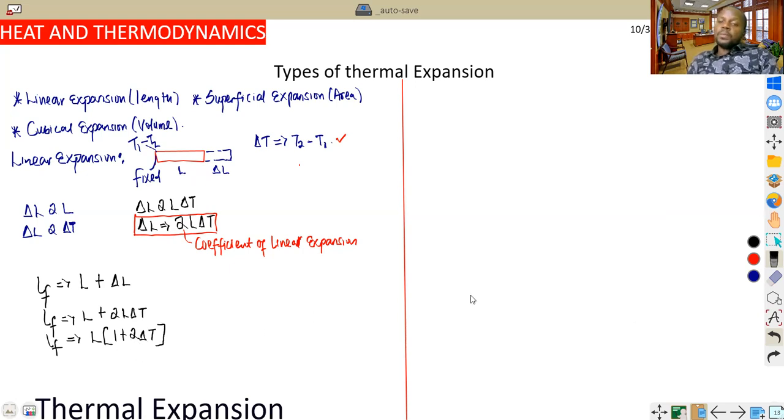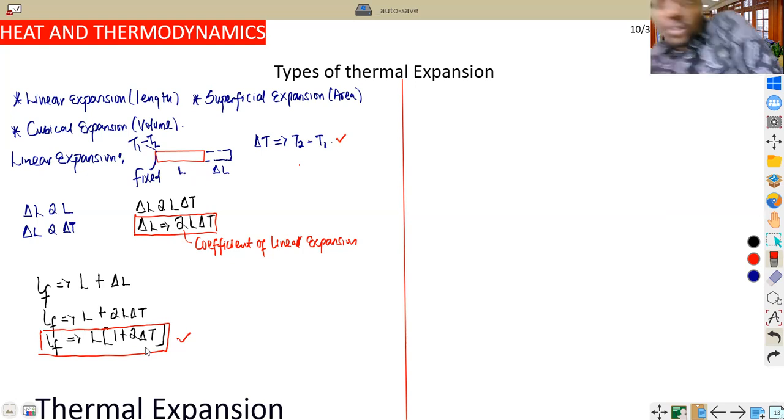You can also keep in mind, my dear students, that you can use this directly in case the question asks you to find the new or final length when the particular material or substance has been heated. So these are the direct formulas we use for numerical cases, which we are still going to use under the illustration section.